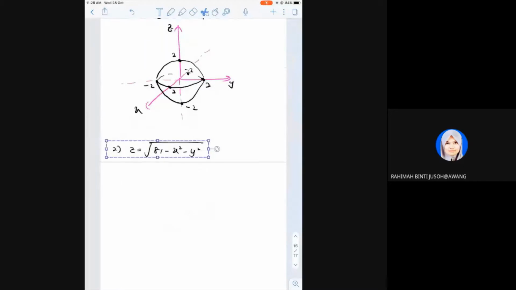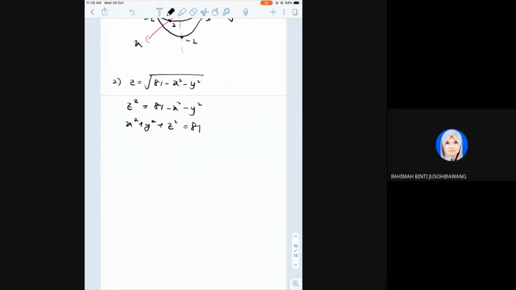Okay, next. Question number 2. We have square root sign. Okay, what you should do now is you have to square both sides. So we will have z squared equals to 81 minus x squared minus y squared. So rearrange the position of the variables. So we have x squared plus y squared plus z squared equals to 81. So we know that this is a sphere with radius. What's the radius? 9. 9, yes, good. Okay, radius 9.